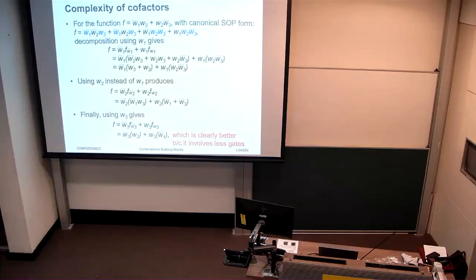Yeah? How do we decompose with not W1 in the first step? Okay, so we're just factorizing out, for all of those terms that have not W1 in it, not W1. That gives us this line, okay?